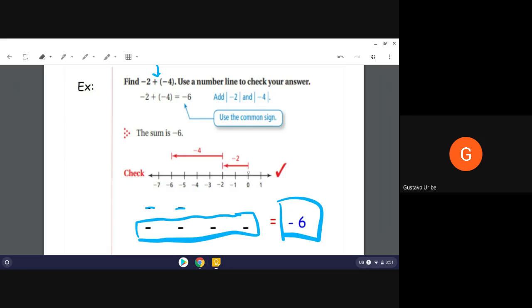So I started off at 0 because that's the center. I'm going to go to the left because that's my first number, -2. And then I'm going to go 4 more to the left. So 1, 2, 3, 4. And I end up at -6.